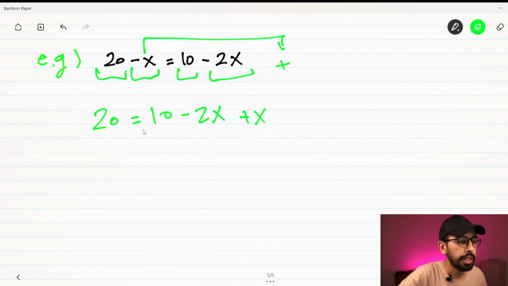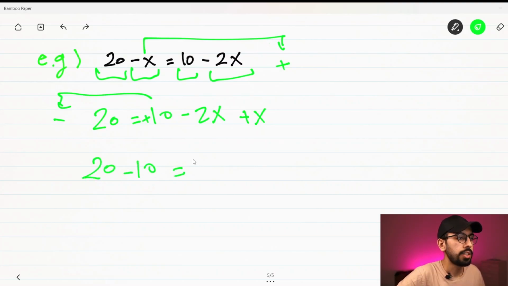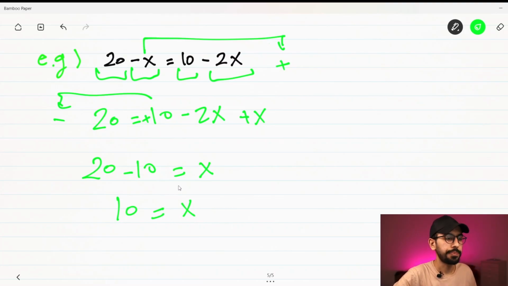So now we have a number here, we have 10. We need to move this 10 to the other side. This 10 is positive, and when it's moved to the other side, it will be negative. So the result would be 20 minus 10 equals minus 2x plus x. It will be just x, because you have minus 2x plus x. So yeah, it's x. 20 minus 10 is 10. Then our x equals 10.